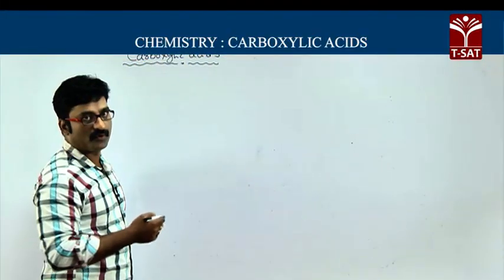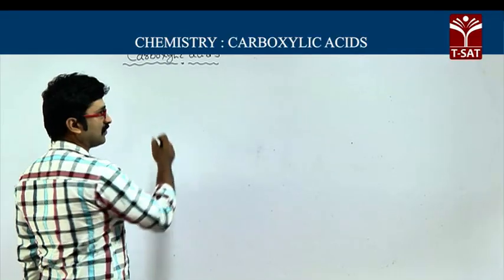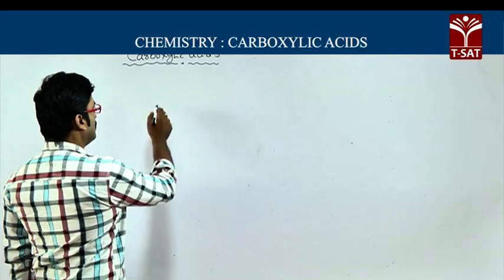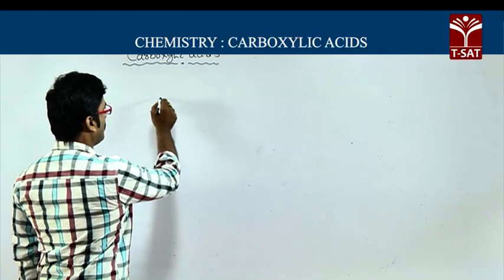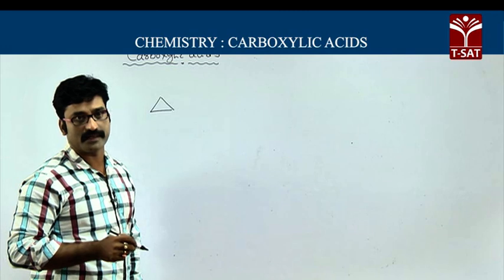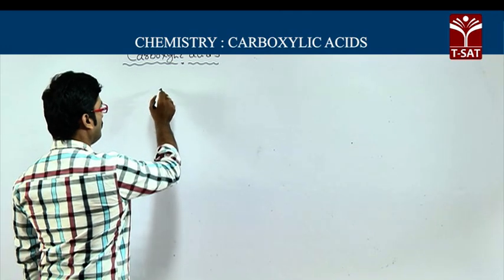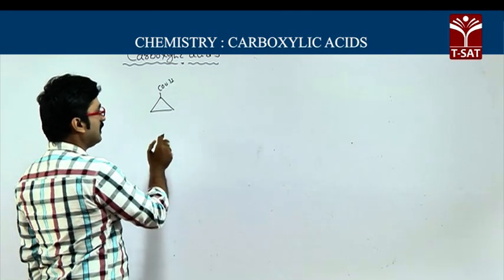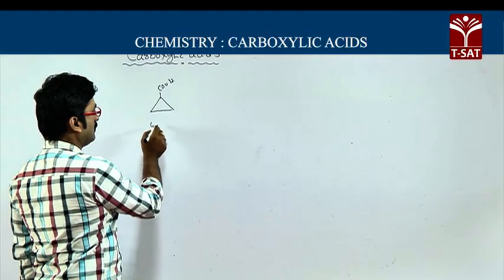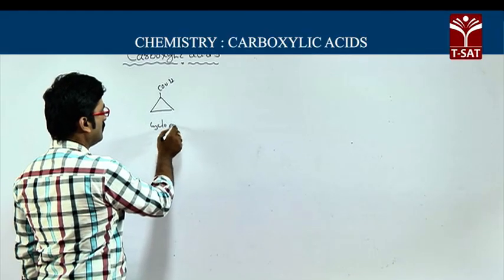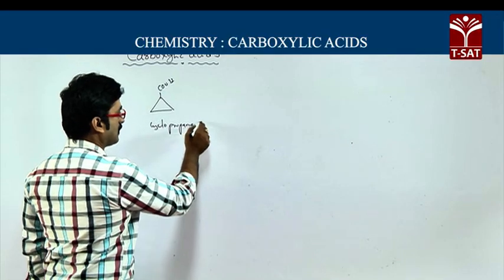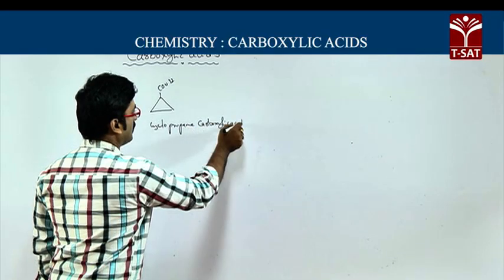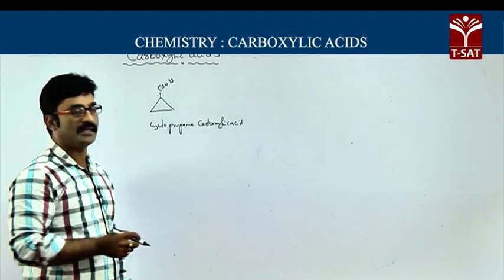I am taking a few more compounds. In that we will go for cyclic compounds. When we come to the cyclic compounds, you know that this is called cyclopropane. Now if you write COOH here, then its name will be cyclopropane carboxylic acid.